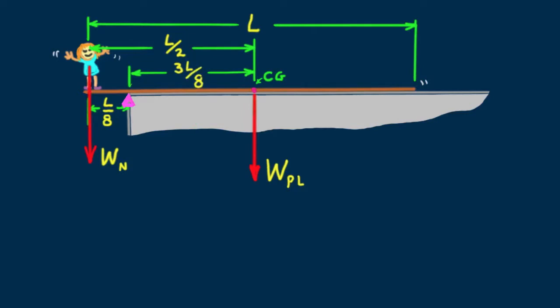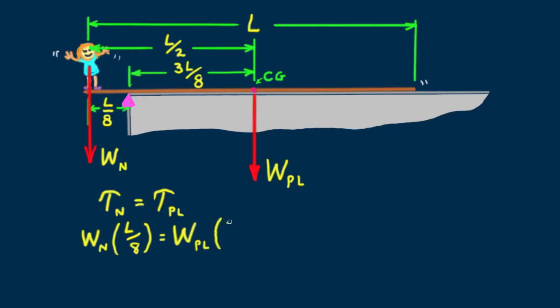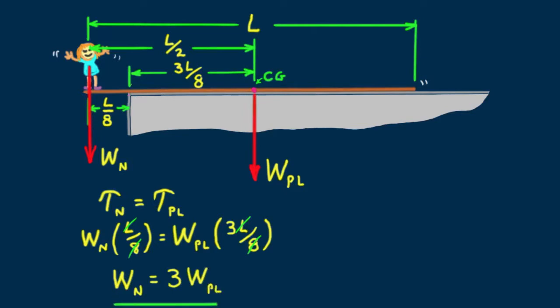And setting the torque due to Nellie's weight equal to the opposite torque due to the weight of the plank, we see that Nellie's weight is 3 times the weight of the plank. Notice that I underestimated the length of the vector for Nellie's weight in my sketch. Looking backward, it should be 3 times the length of the vector for the plank's weight.